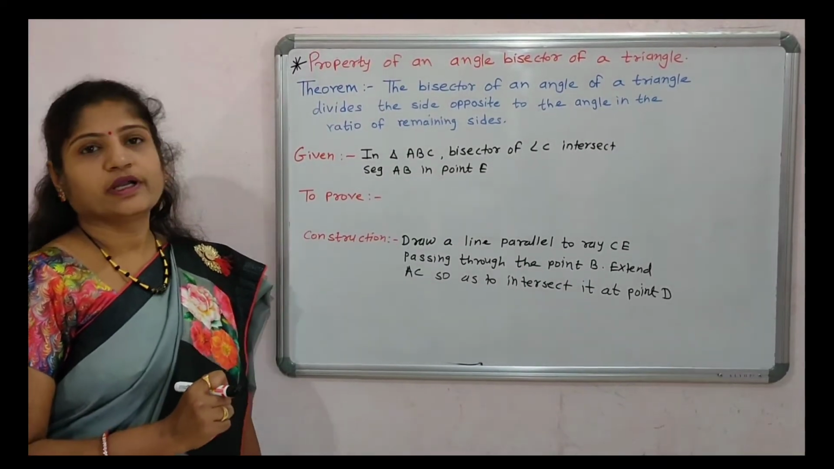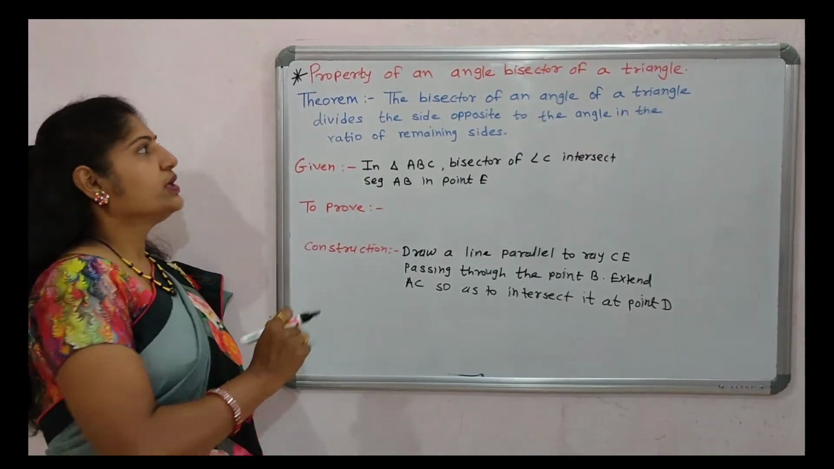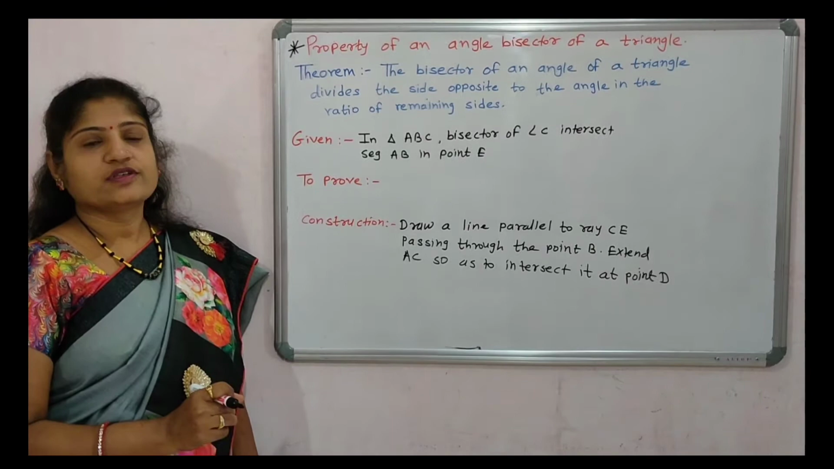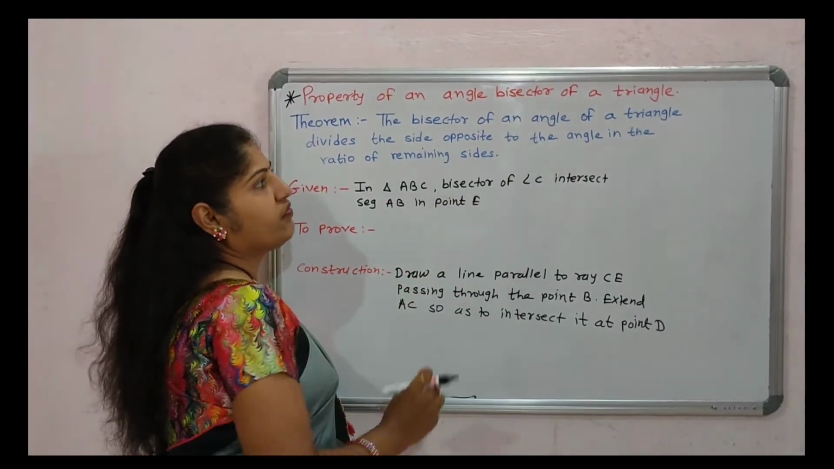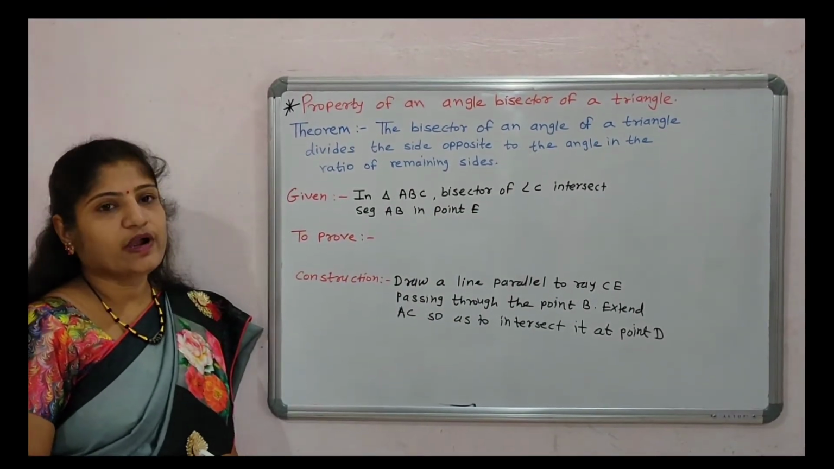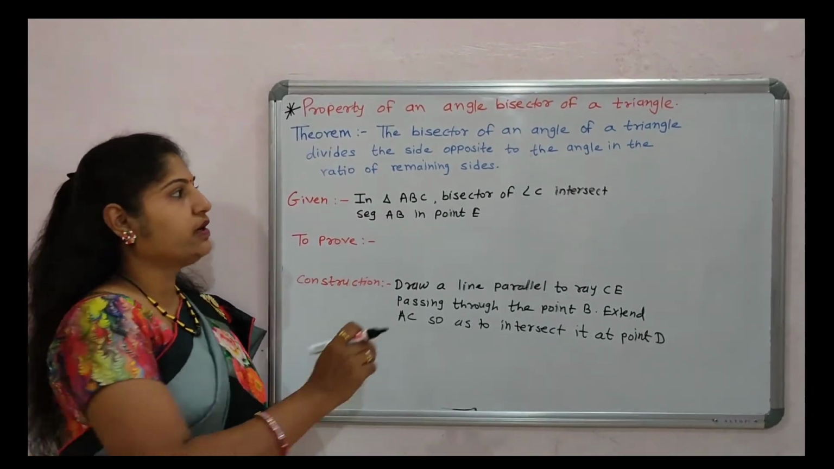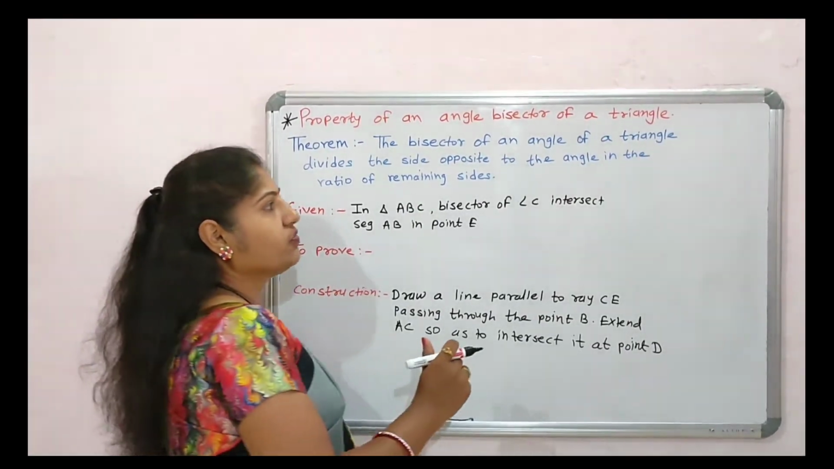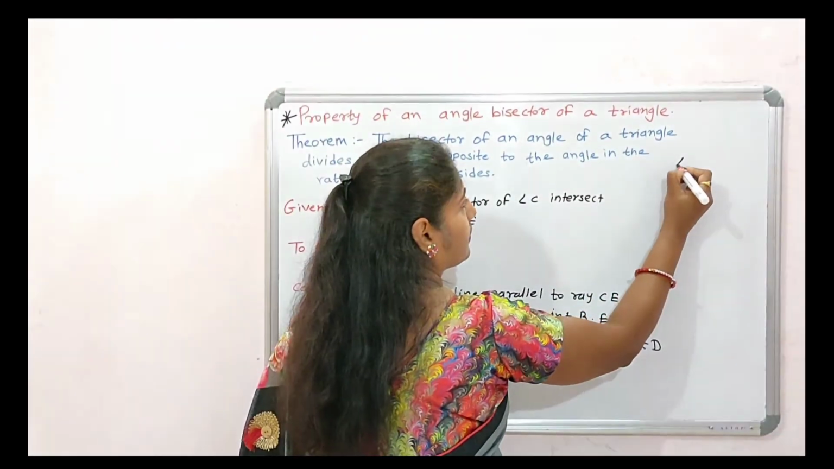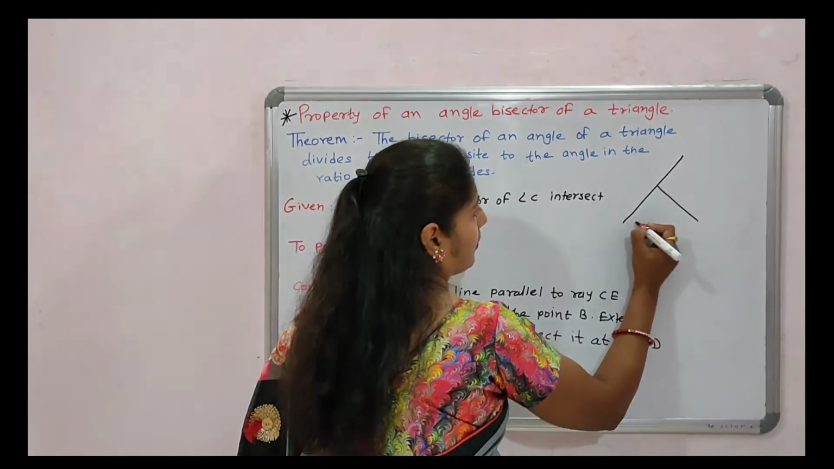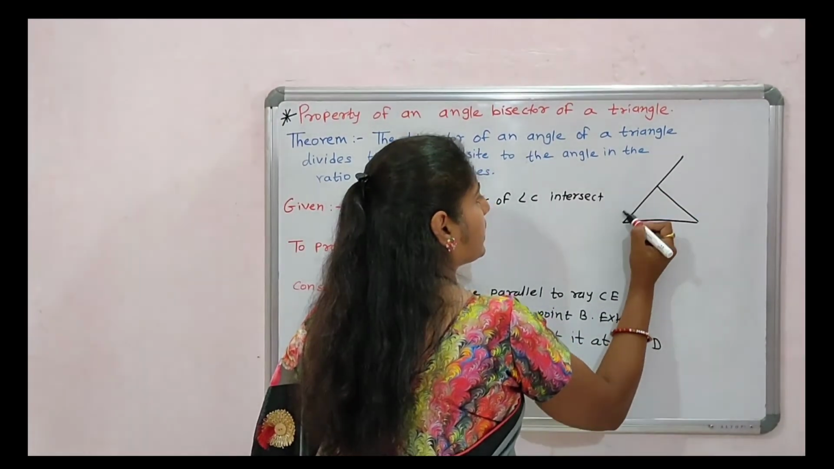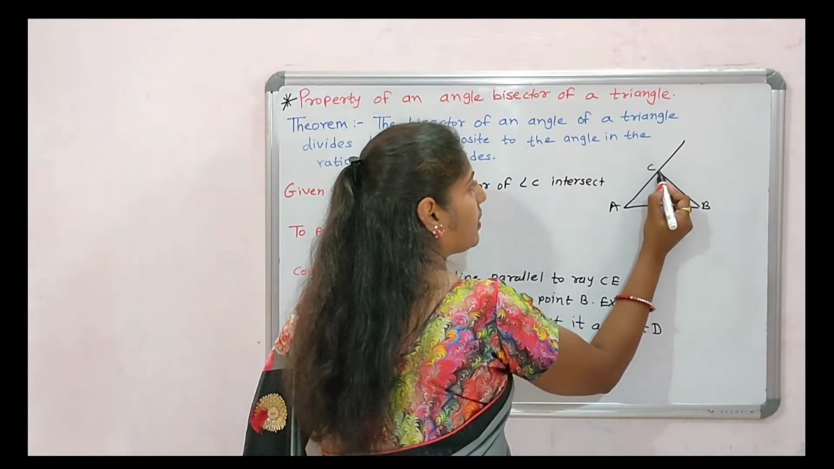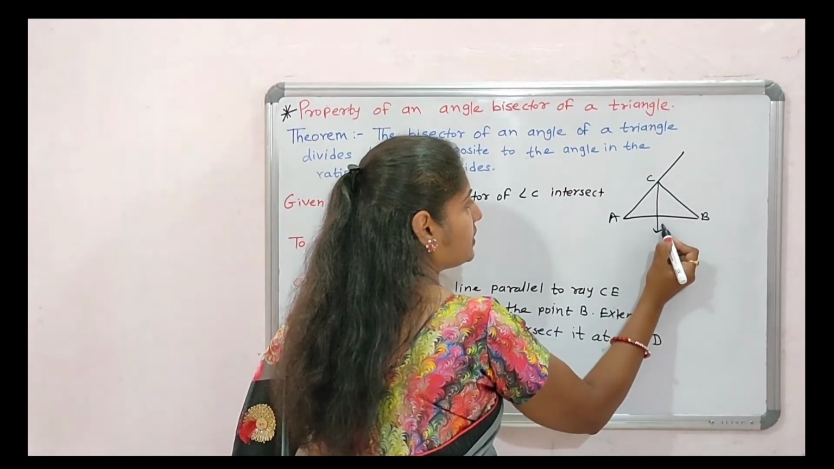We learned some properties of triangles. Now we study the property of an angle bisector of a triangle. The first theorem is: the bisector of an angle of a triangle divides the side opposite to that angle in the ratio of the remaining sides. First of all, we draw the triangle ABC. We draw the angle bisector of angle C.